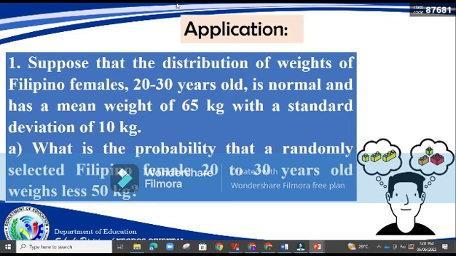Okay, now let us proceed to application. Suppose that the distribution of weights of Filipino females 20 to 30 years old is normal and has a mean weight of 65 kilograms with a standard deviation of 10 kilograms. What is the probability that a randomly selected Filipino female, 20 to 30 years old, weighs less than 50 kilograms? Okay, you're still going to answer this in your math activity notebook.